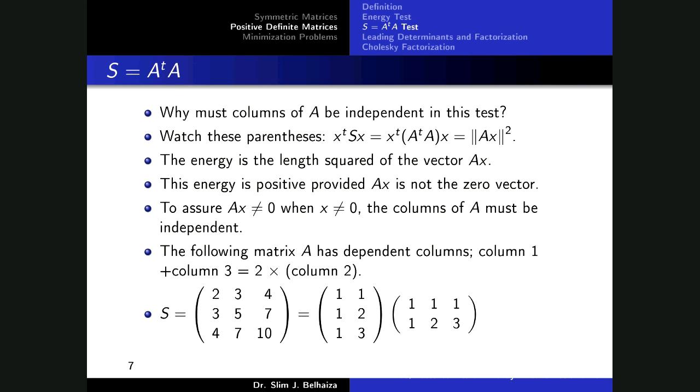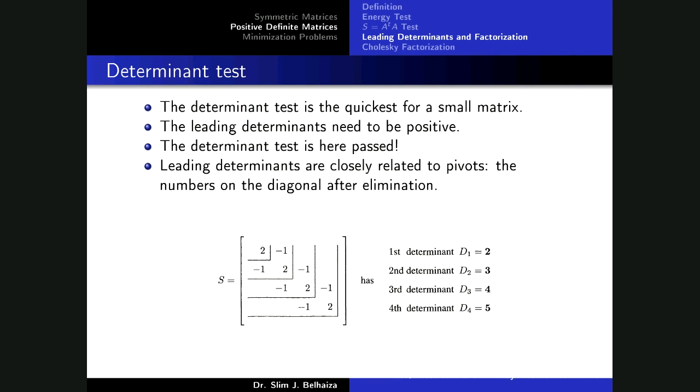Okay. So there is another test, which is the determinant test, and this is the test which is mostly appreciated by those who do nonlinear programming, which is the leading determinants test, or consecutive. Sometimes we call it the consecutive determinant test. And this is quite easy to understand. This is, by the way, the quickest for small matrices. Why? Because when you have such a matrix, it's very easy to compute the leading determinants. So these determinants, the ones you see in the figure, need to be positive.